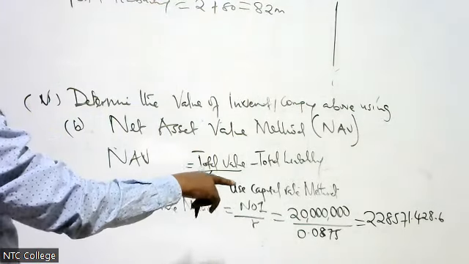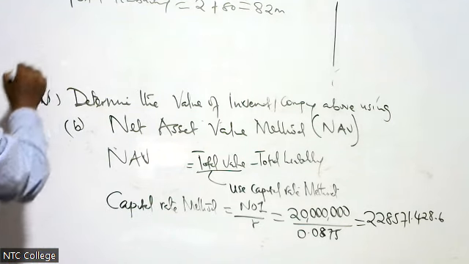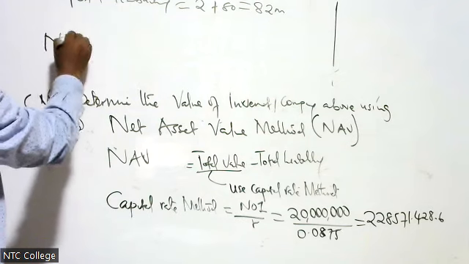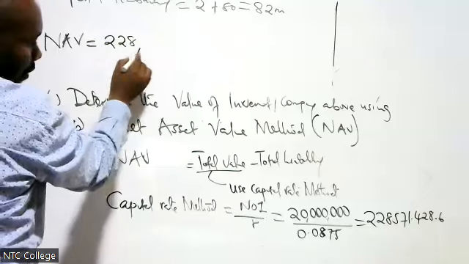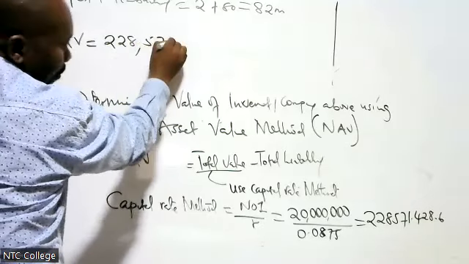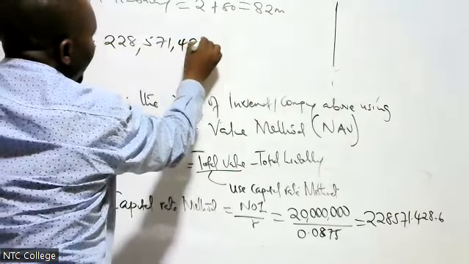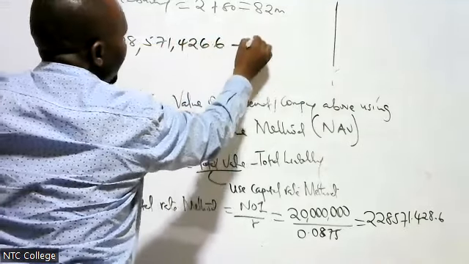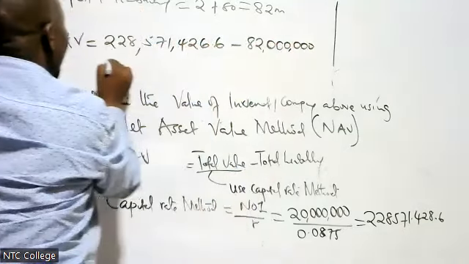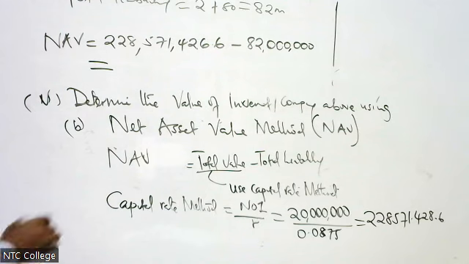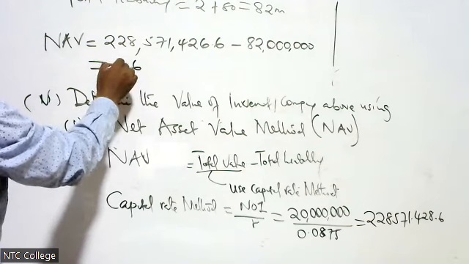So here we have 228 million, right? So that means that our NAV is equal to 228,571.7 or 426.6 minus 82 million. What are you getting? It should be 614.